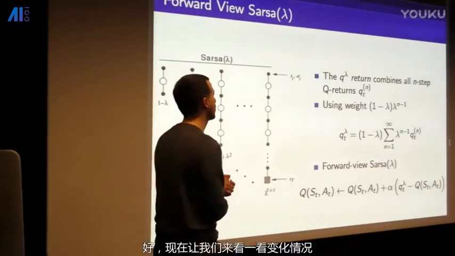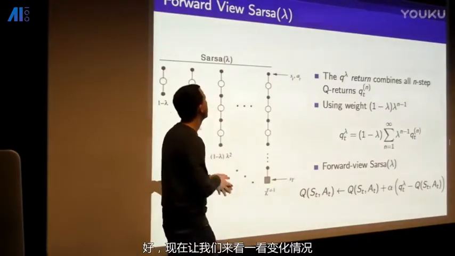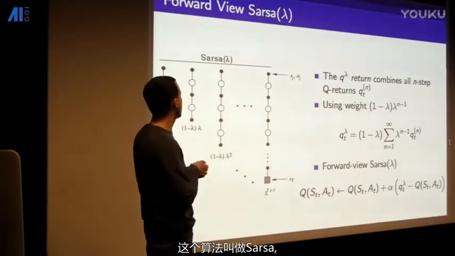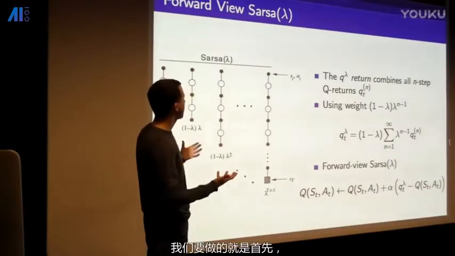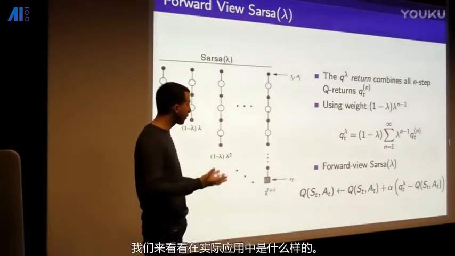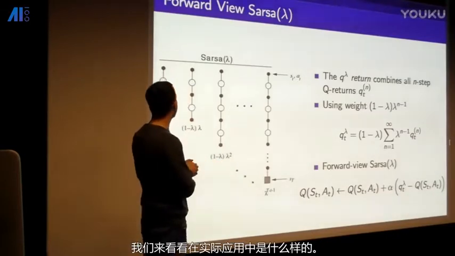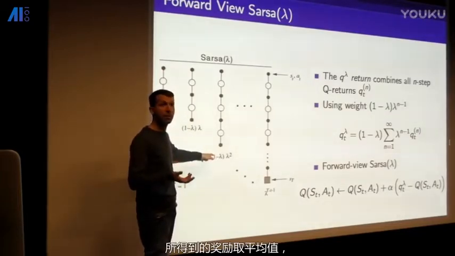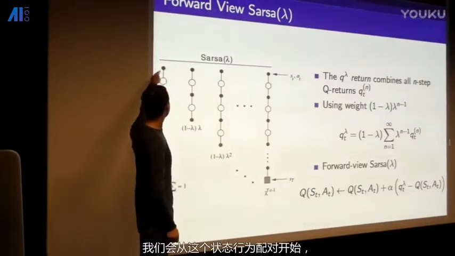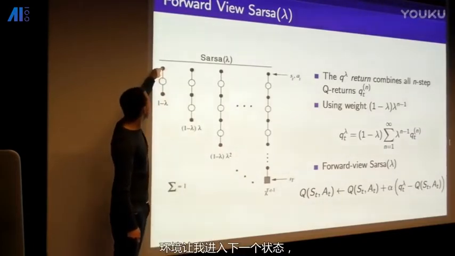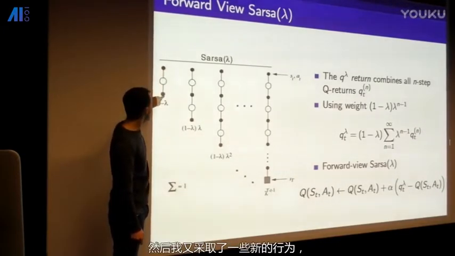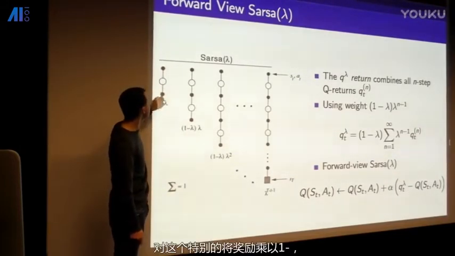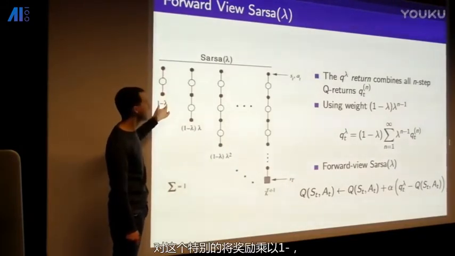So, let's make a lambda version of this algorithm. This algorithm is called Sarsa lambda, a very well-known algorithm. First, let's just consider the update, before we talk about the full algorithm. The idea is that we're going to average over all of our n-step returns. So we start in this state action pair, the environment pushes me to this state, I take some action, and then I estimate my Q value here. We weight this particular return by 1 minus lambda.